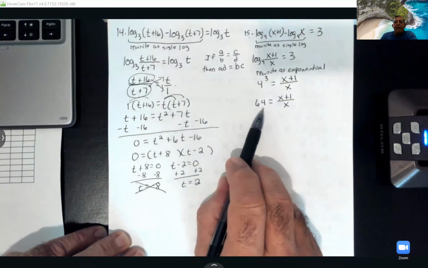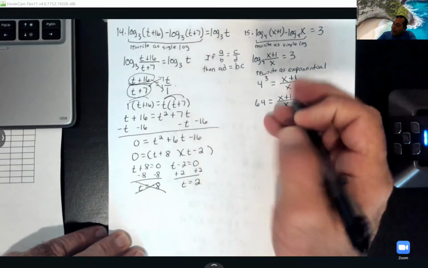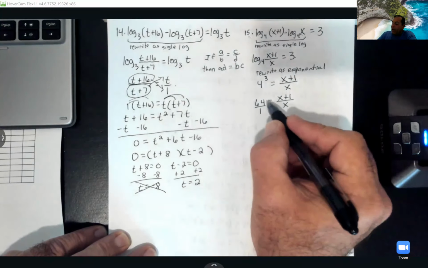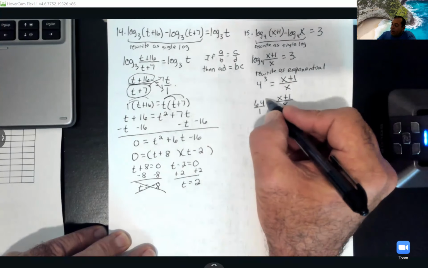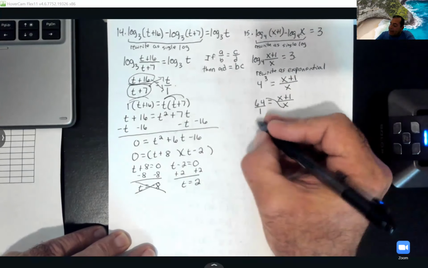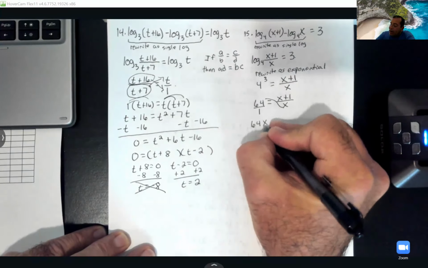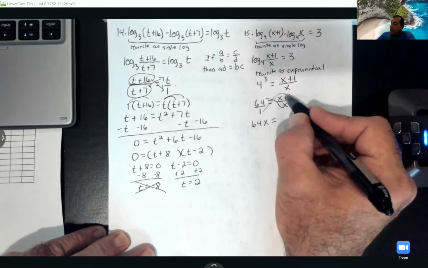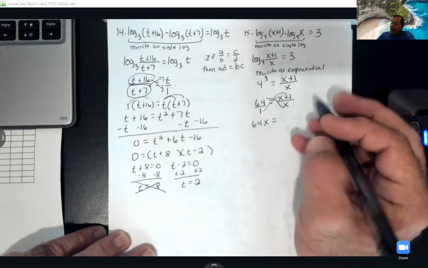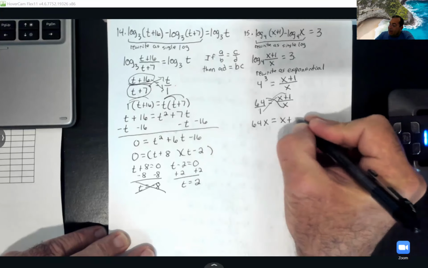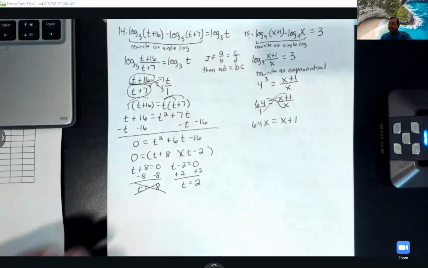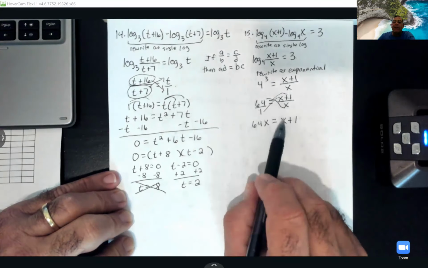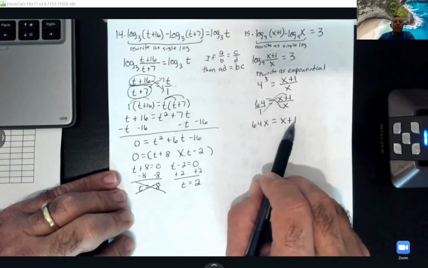Since I got a fraction over here, I'm going to make the 64 look like a fraction by putting a 1 under it. And then I'm going to cross multiply. So I got 64 multiplied by the x. That'll give me 64x. The other side, I got 1 times the x plus 1. Well, 1 times anything is the anything. So I did 64 times x on the left side. 1 times x was x. 1 times 1 was 1.